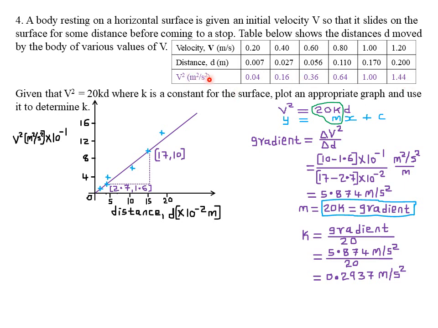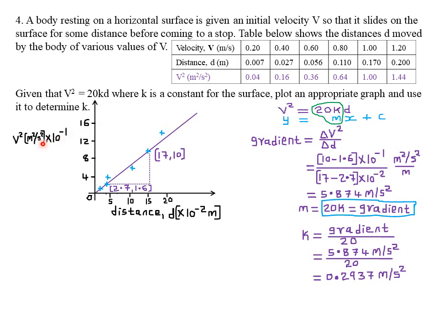We add this particular column because the equation that you have been given requires us to plot a graph of v squared against d. But the values of d were already given in the table. Therefore, if we plot a graph of v squared, in meters per second squared, against d, we'll obtain this graph based on the values that we have here. Remember, some values will give points which are outside the line. Because it is an experiment, we don't expect all the values to be on the straight line. Therefore, we draw a line of best fit.